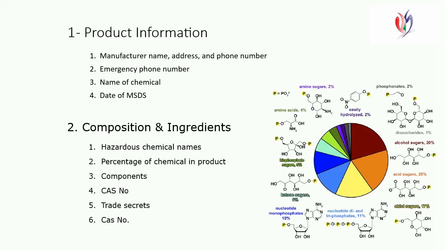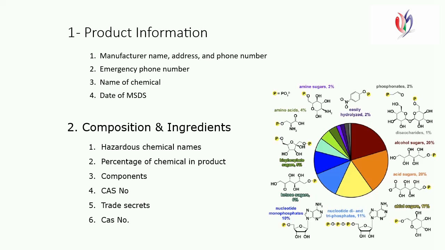In the product information section, which is generally the first section of the MSDS, it always contains the manufacturer's name, address, and phone numbers so you can contact the manufacturer if you have questions about the chemical. It also provides a 24-hour emergency number where you can ask questions about chemical spills or exposures. Doctors who are treating workers who were overexposed to a chemical can also use the number.